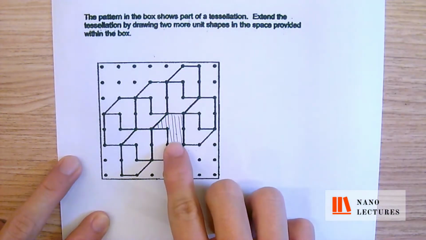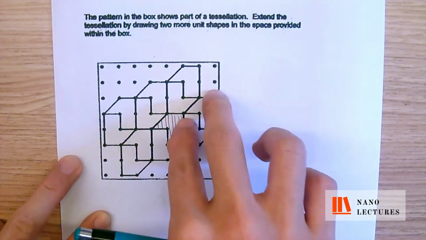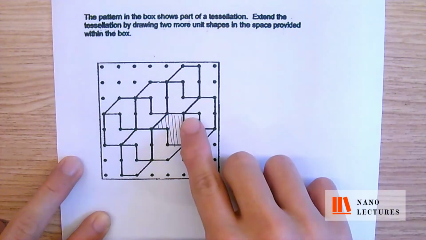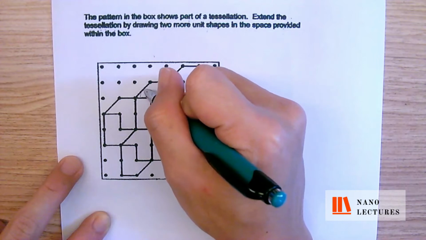Then I find the next connecting one. The next connecting one is not this one, because they have different orientations. You see, this one turns around to become this one. You don't pick this one. Pick this one. It's the same orientation. You see, it's the same orientation.